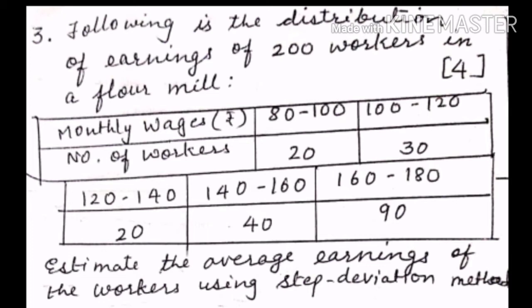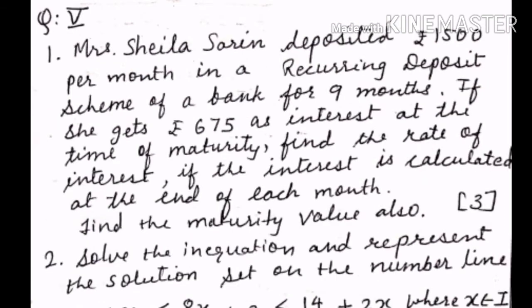So you have to solve, students, and also learn the formulas again. If you do not remember, go through the formulas and go through it again. Question number 5 is first one. Mrs. Sheila Sareen deposited. This is our banking question, very easy.